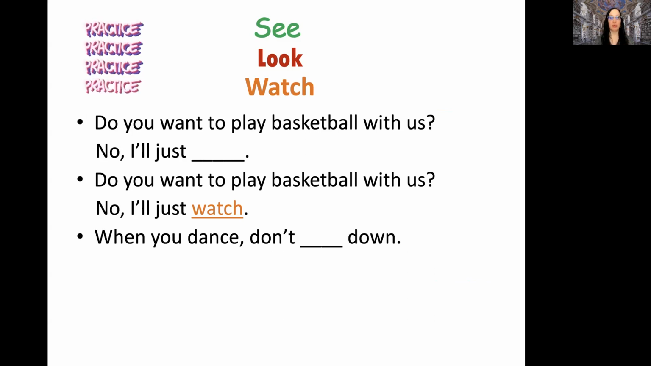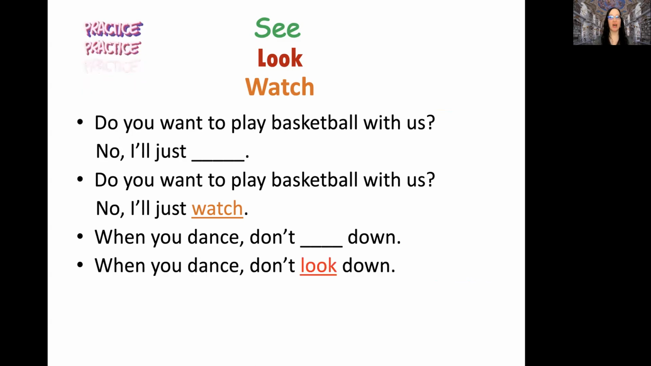All right, how about this one? When you dance, don't blank down. Okay, we'll use all the words. When you dance, don't see down. When you dance, don't look down. When you dance, don't watch down. Okay, I'm going to give you a hint. It requires a direction.